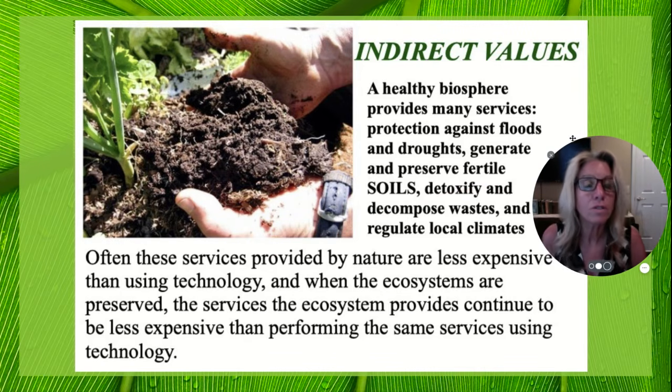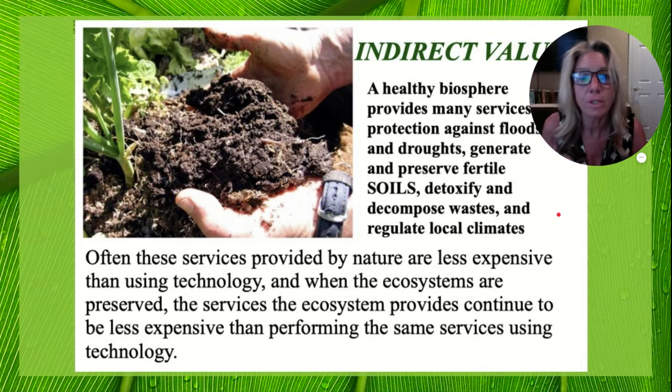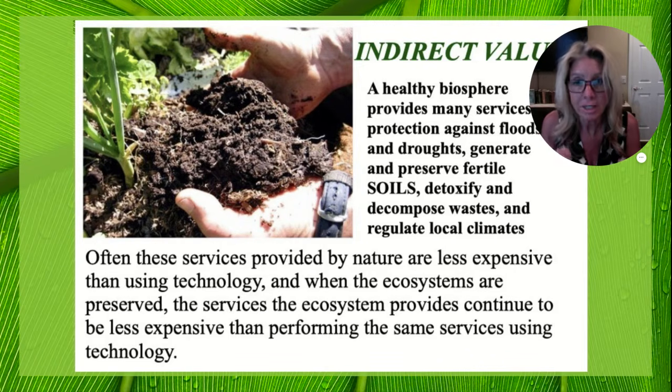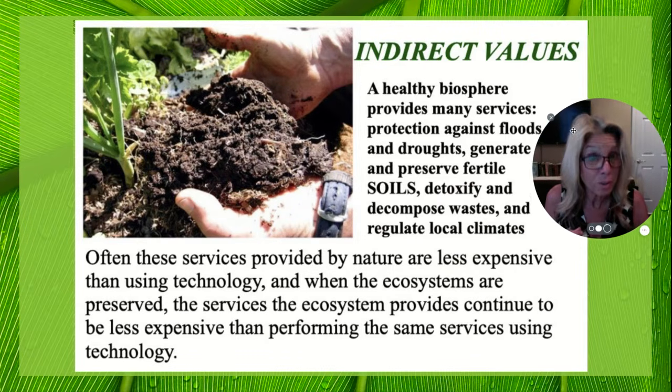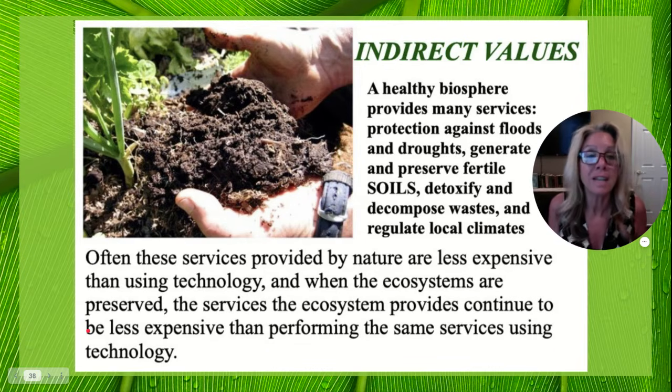Okay, so there's lots of services that ecosystems provide. Healthy biospheres provide protection against floods and droughts and generate and preserve fertile soils. They detoxify and decompose waste. They regulate climate. These are all indirect values that are sometimes hard to measure quantitatively. But it is important that we note these, right, as well. So a lot of times, using the natural ecosystems that we have doing their job is actually cheaper than when we try to do it ourselves, when we try to manufacture it.